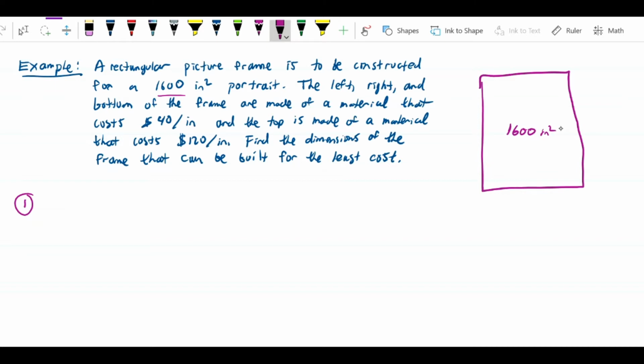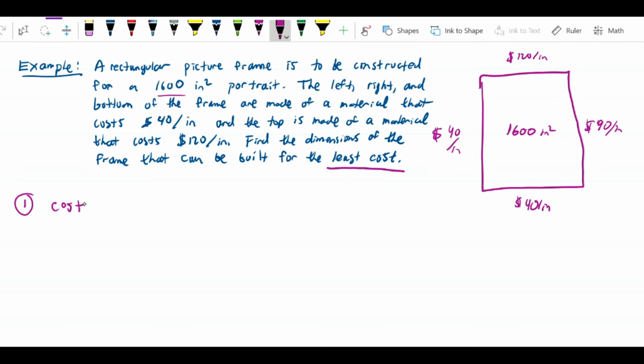The thing to be optimized is we want to find the smallest cost that we can build this frame for, keeping in mind that the top is going to cost 120 per inch, and the sides and the bottom are going to cost 40 per inch. So it's the cost that we want to optimize, not the area. And in a little bit of a twist, what turns out to be the best cost is not going to be the maximum cost, but the minimum cost. And we can use the same sort of procedure to find either one.